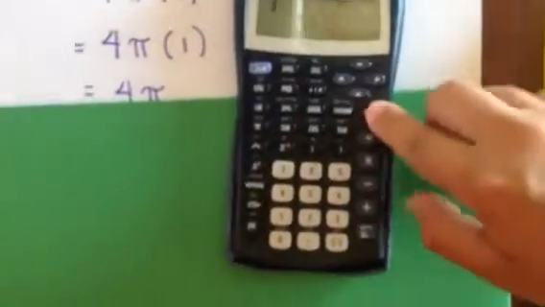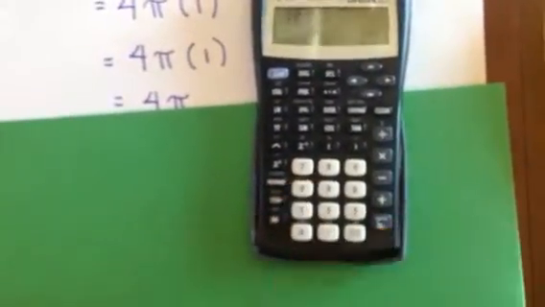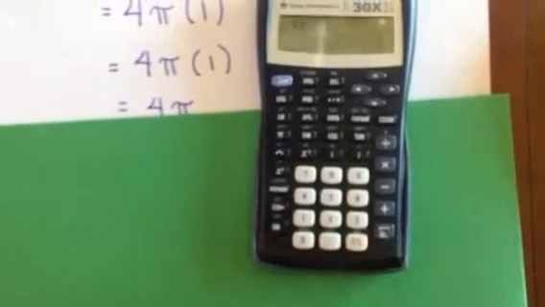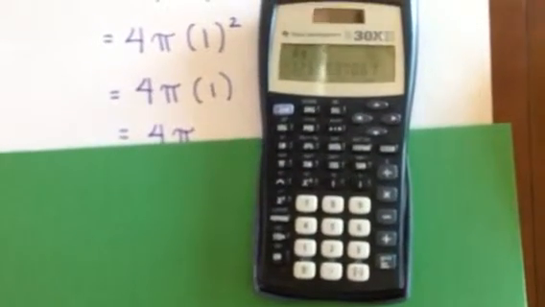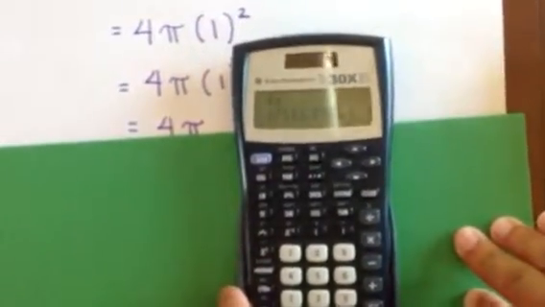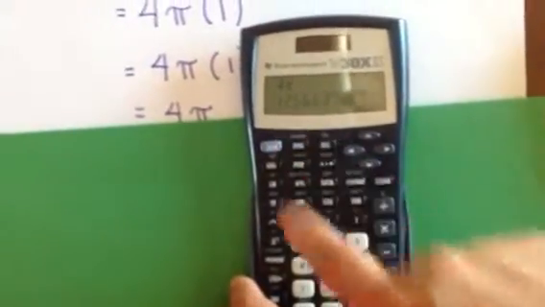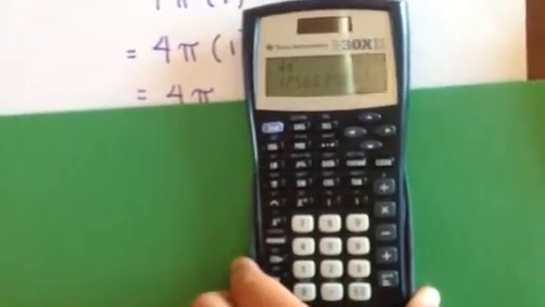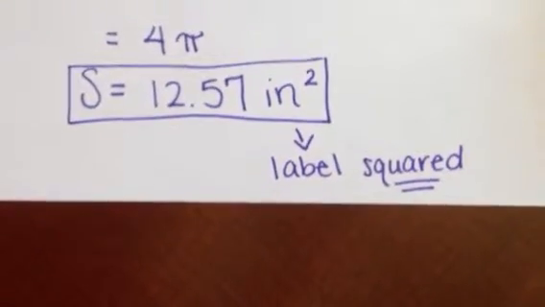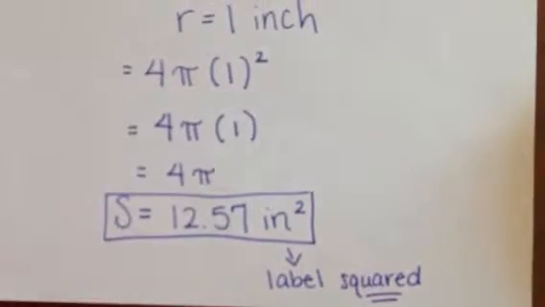So the first thing you're going to do is press 4, and then you're going to press the pi button located right here, and you're going to press enter. And if you notice, you get a long irrational number. We want to round it to the nearest hundredth, so that's your second decimal. So you're going to round it to 12.57. And when you're dealing with surface area, you always want to label it inches squared. So the surface area of the golf ball is 12.57 inches squared.